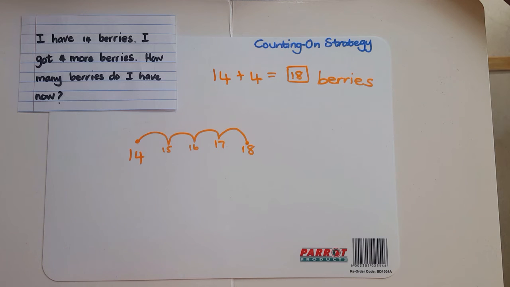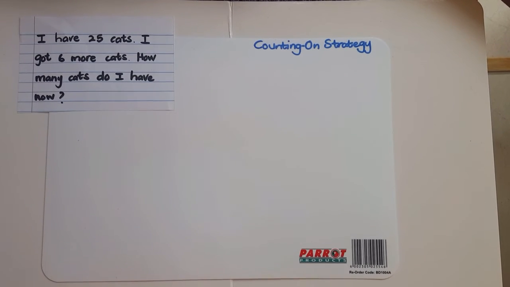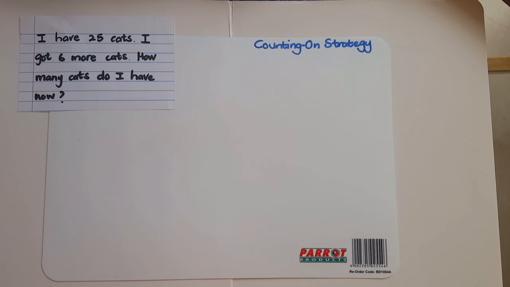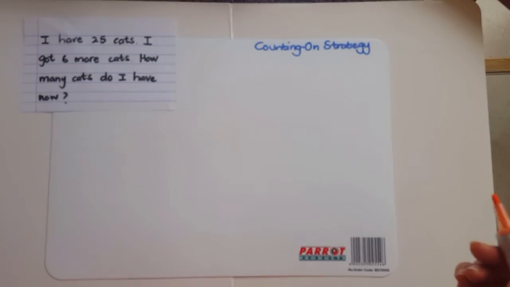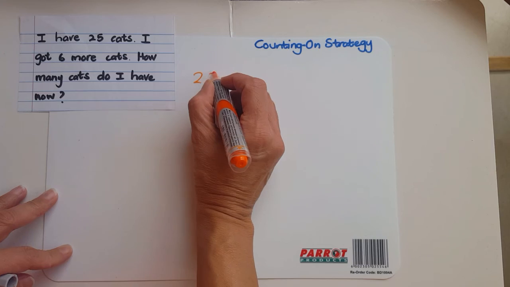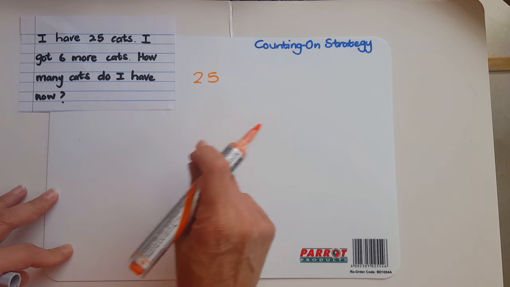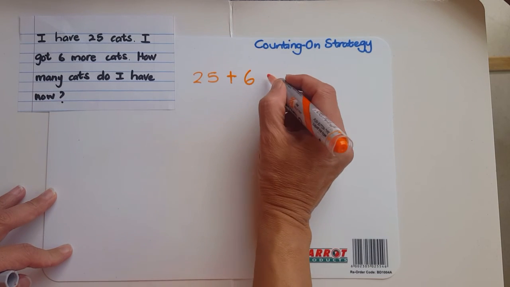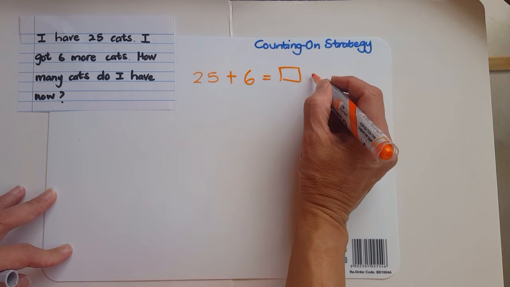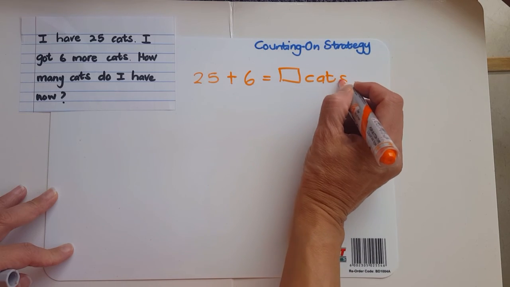We're going to try one more word problem. So my next word problem reads, I have 25 cats. I got 6 more cats. How many cats do I have now? So I know that I need to first write down my number sentence or equation, which in this case is 25 plus 6 more is equal to unknown, and my unit is cats.